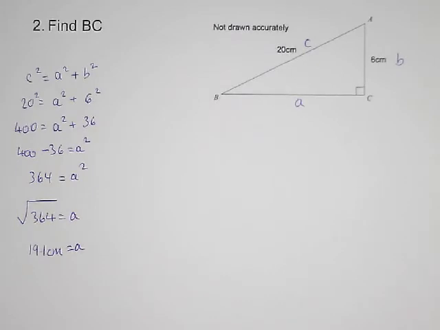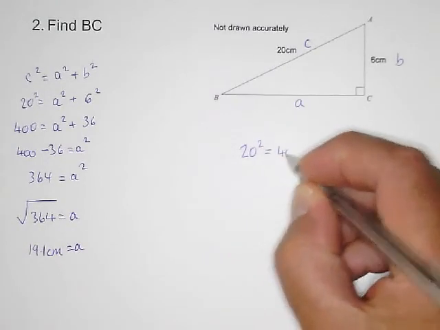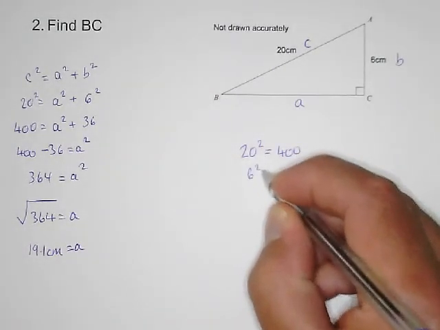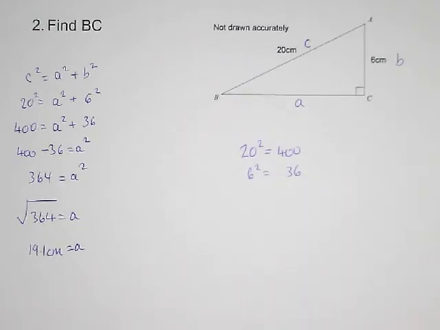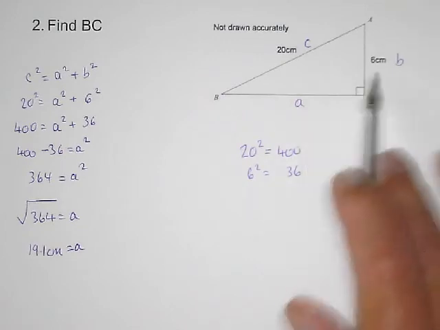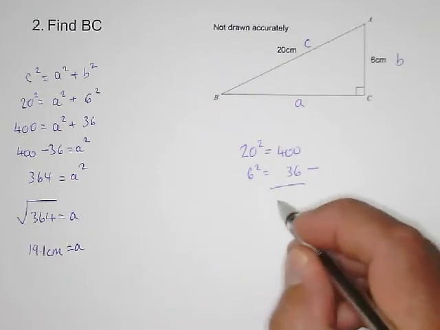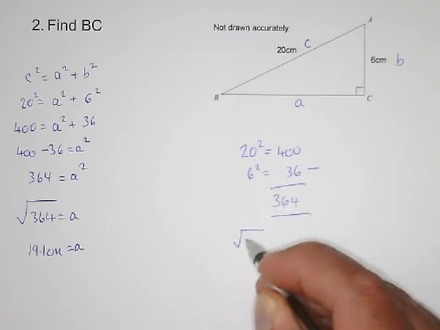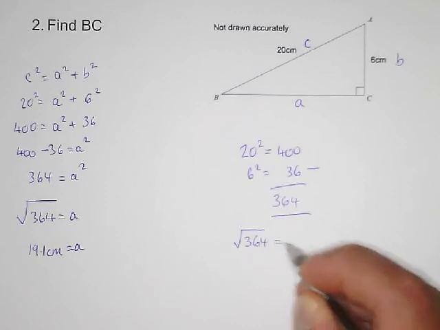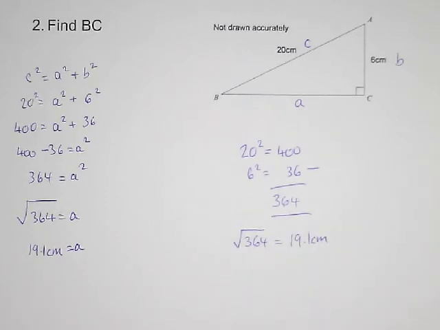Now, if we're going to use the less formal method this time, it's very, very similar. We square both the sides, so 20 squared is 400, 6 squared is 36. But instead of adding them like we did in the previous question, when we're working out one of the shorter two sides, we subtract. So if we take the 36 away, we get 364, and the last step is to square root, and square rooting the 364 gives us once again 19.1 centimeters.